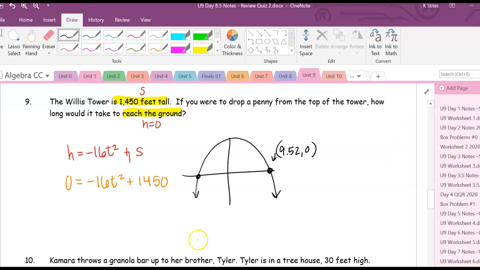Notice it's just the negative version. That only happens when you have a drop problem. And again, time can only be positive, so our final answer would be 9.52 seconds.